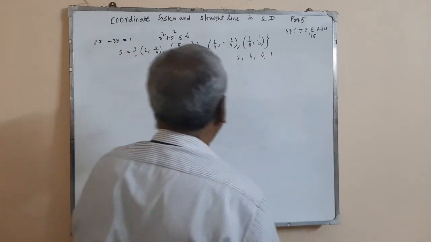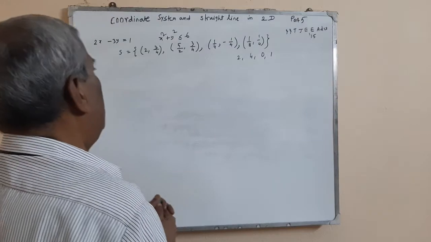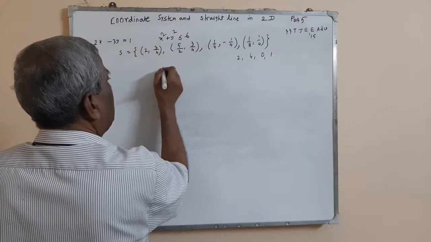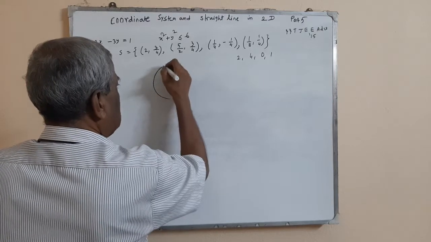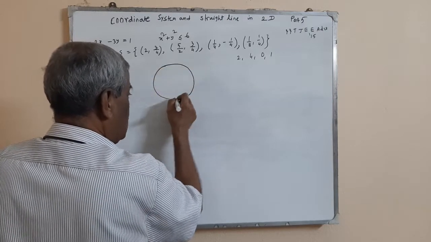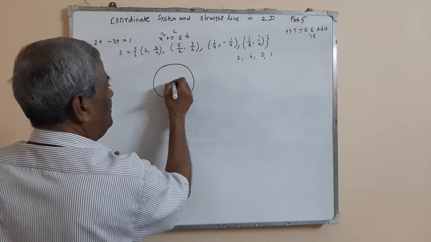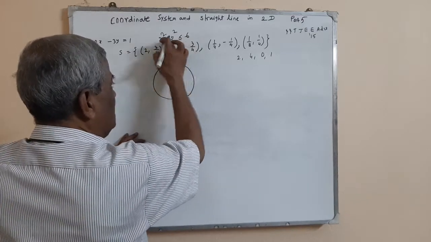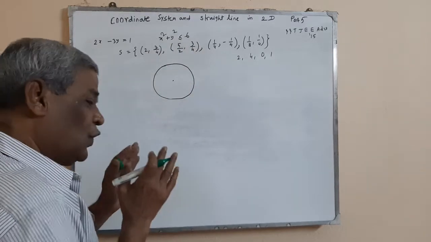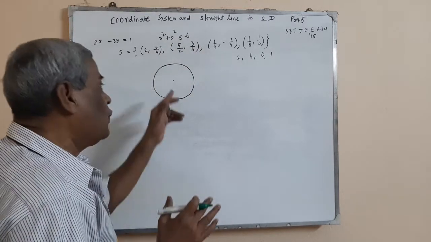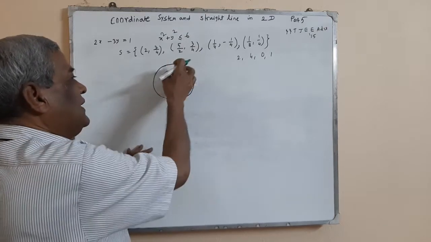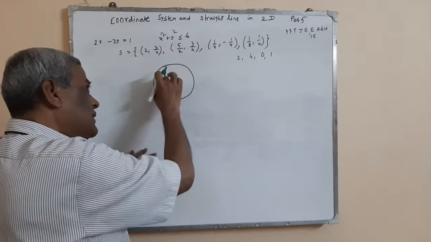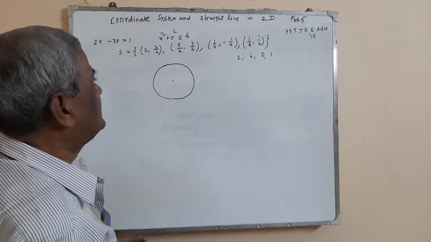Actually, if we draw it, the thing will become very simple. This is x square plus y square equal to 6, which means this circle has radius root 6. Less than or equal to 6 means it is on the border and within the circle, that is, along the periphery and all points inside.